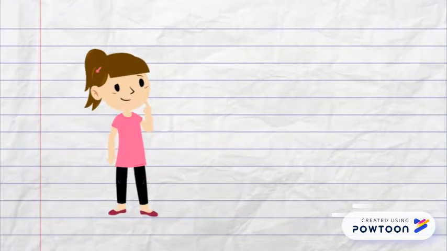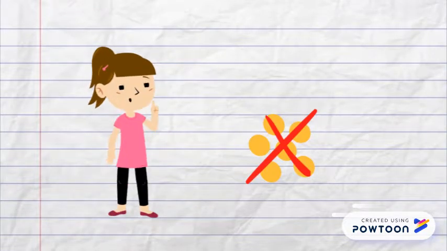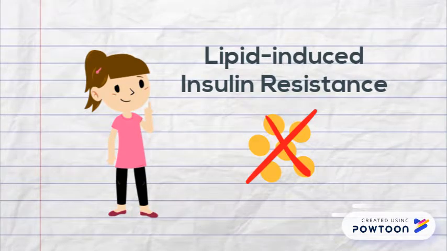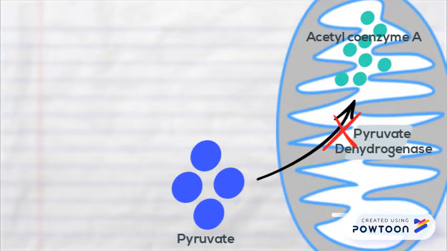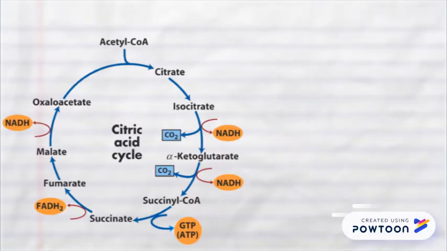In this video, I shall present my findings on one way our cells can become insulin resistant, and that is lipid-induced insulin resistance. Oxidation of fat produces acetyl coenzyme A. The increase in acetyl CoA concentration inhibits pyruvate dehydrogenase, which is found in the matrix of the mitochondria. It converts pyruvate into acetyl CoA. Pyruvate is derived from the glycolysis of glucose in the cytosol.